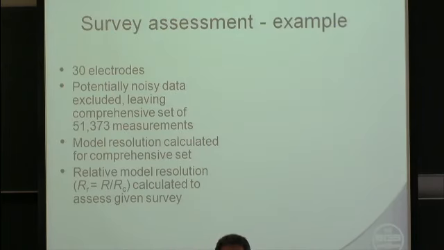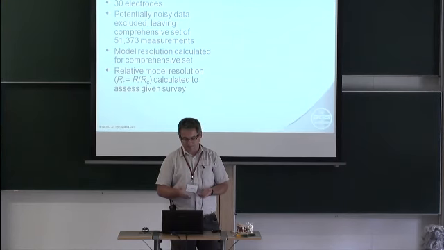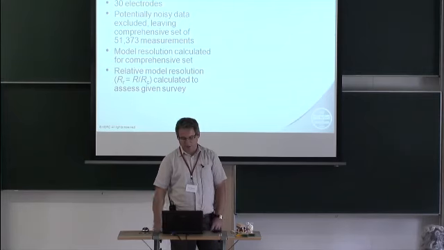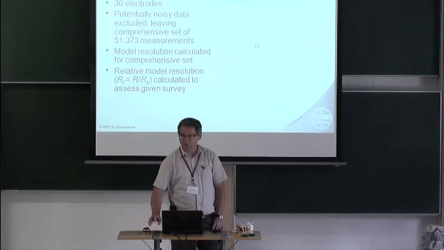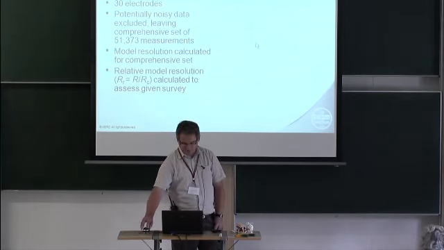To give you a quick example, let's say we have 30 electrodes equally spaced along a line. We want to look initially at all the measurements we could make. We're going to leave out ones that would be potentially noisy, those that would return very small voltages, and this leaves us with what we call the comprehensive set, and in this case it has just over 51,000 possible configurations.